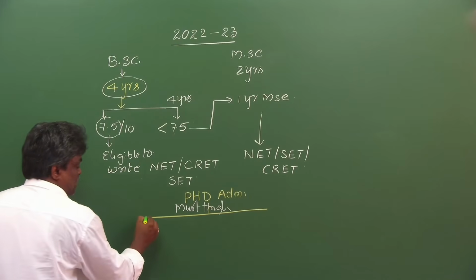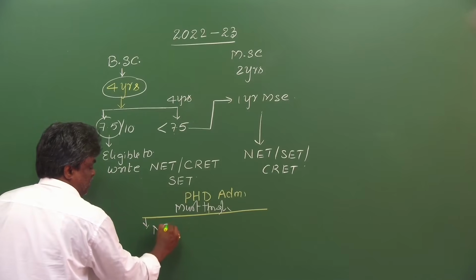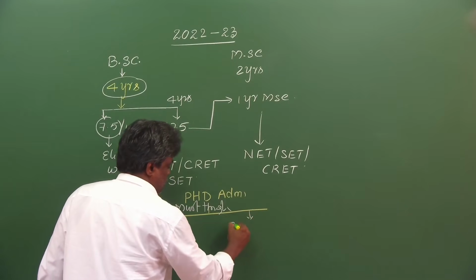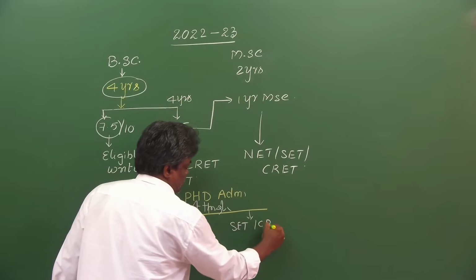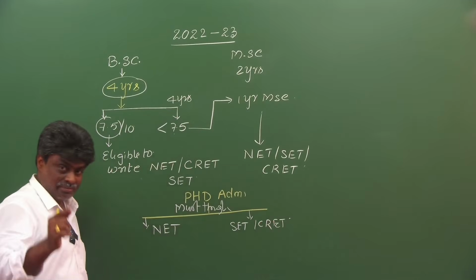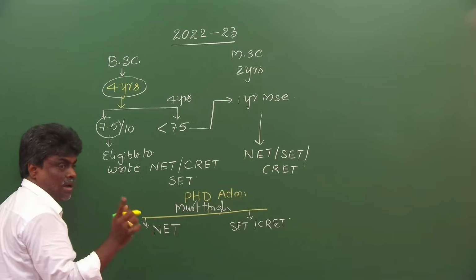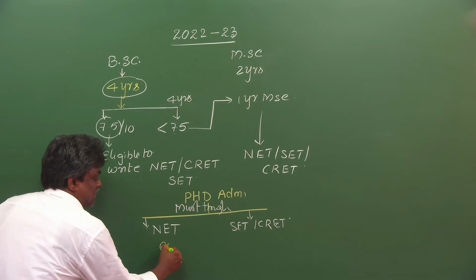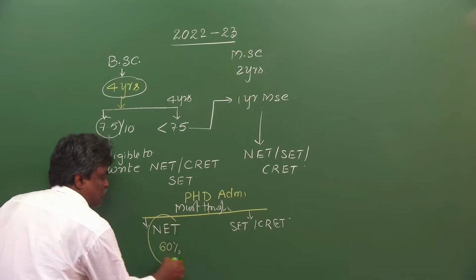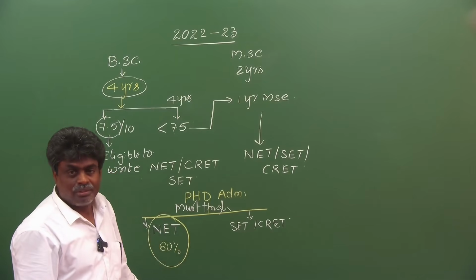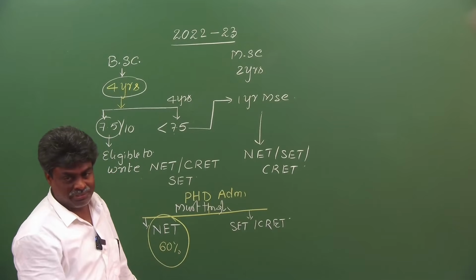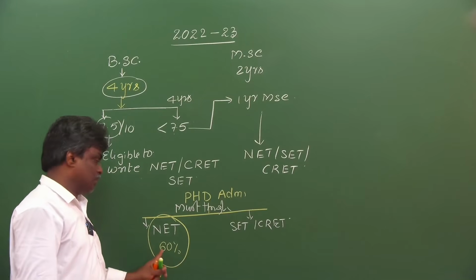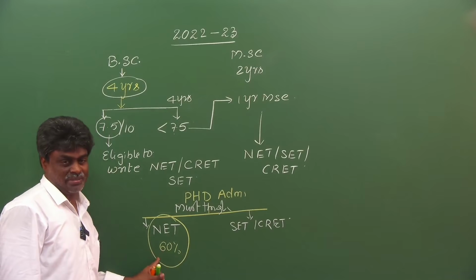So they are conducting 2 types of exams. One is NET, another is SET, CRET, something like this. Listen, in the university, if you have 100 seats of PhD admissions, 60% must be given to NET qualified students. You should not give as per your wish. 60% of the research admissions must be given to the NET qualified students.